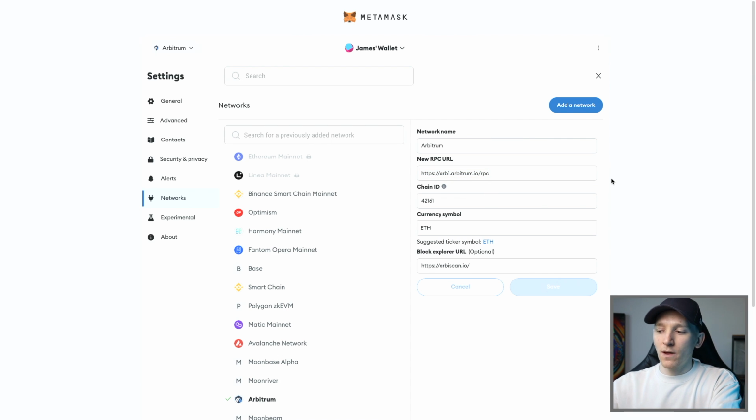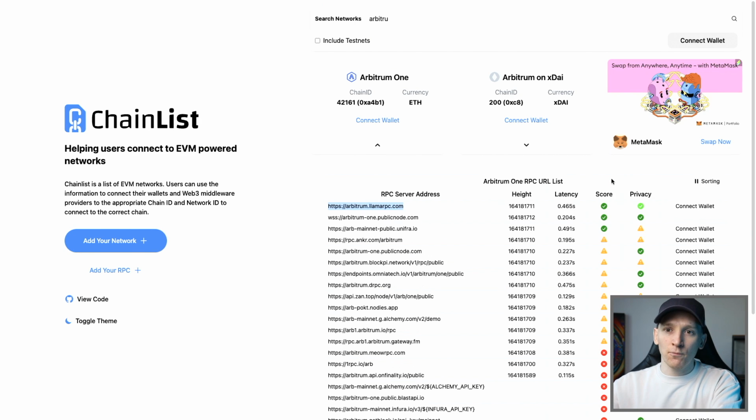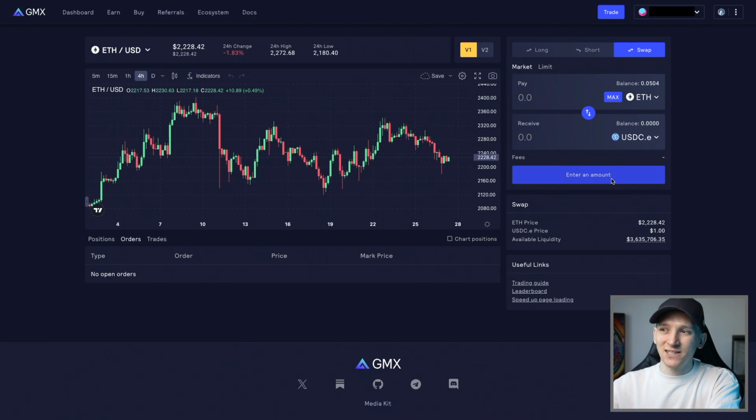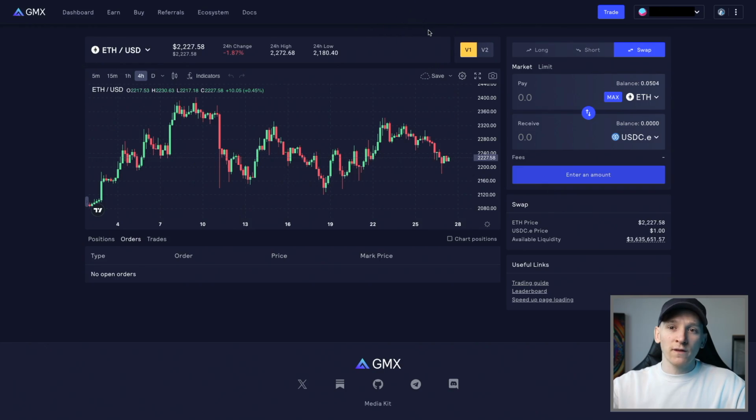You may want to use one that's lower latency or has better privacy at the current time that you're using it. Anyway, you can use these resources just to check out which one is best and which one you want to use. From here, we need to get some Ethereum into our wallet because the Arbitrum network that we're using is a layer 2 on Ethereum. And so it actually uses ETH for gas.